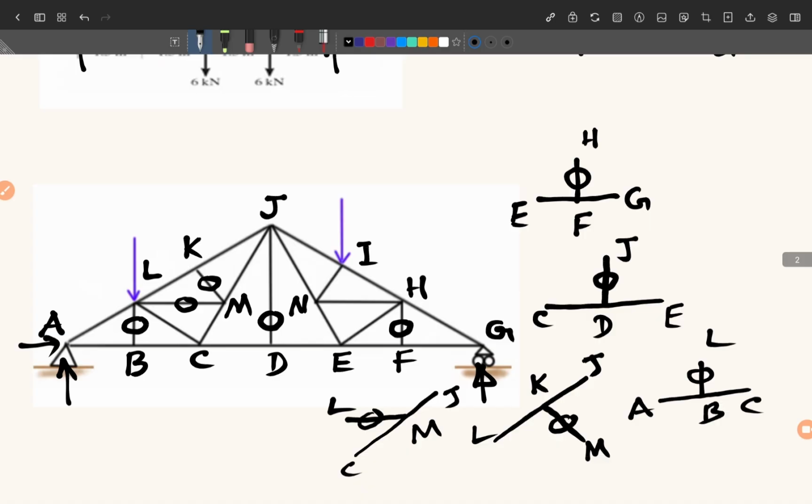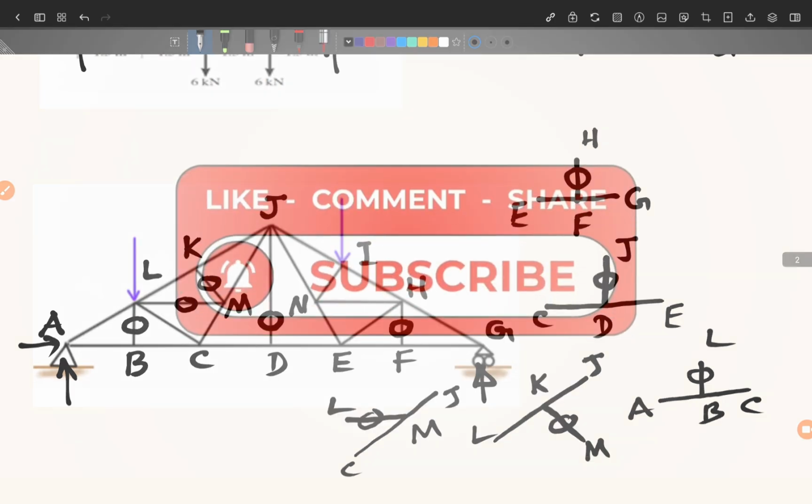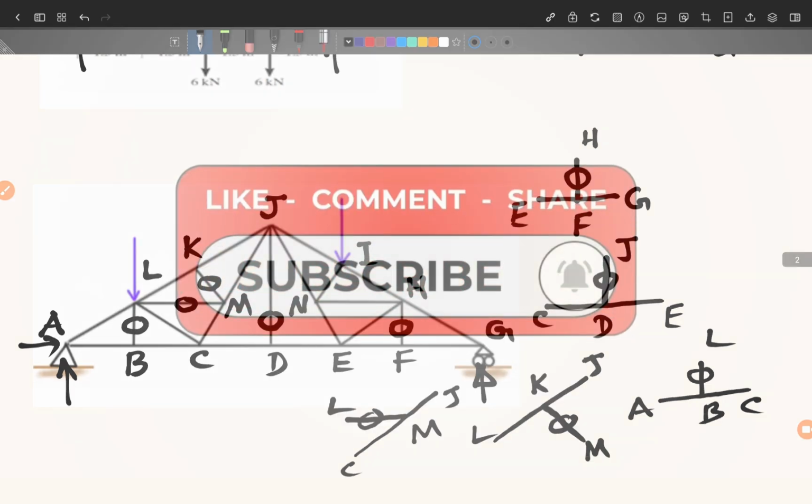So with this we come to the end of this lecture. I hope you have learned how to identify the forces which are zero in the truss members.